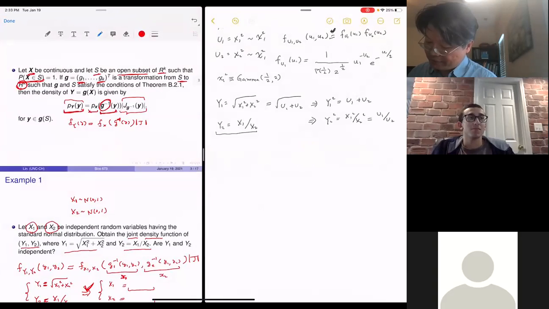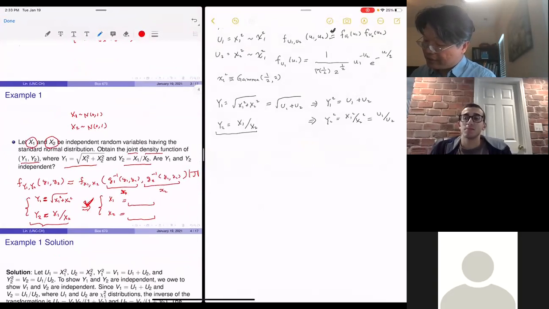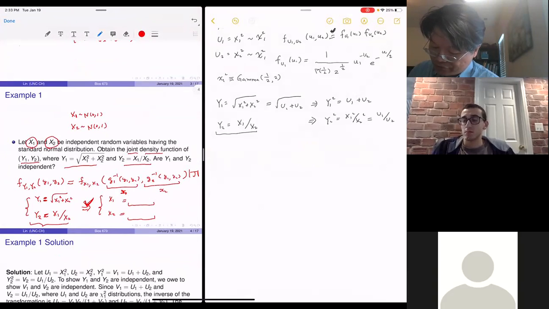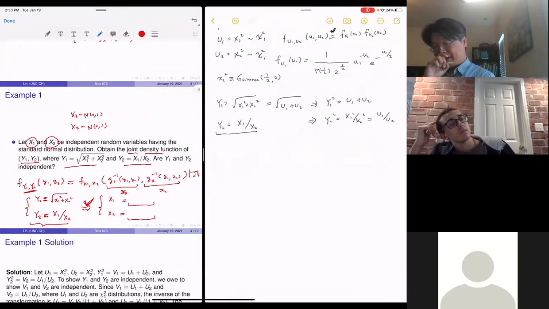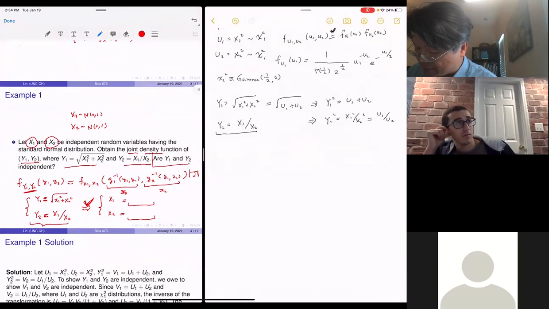Let me go back a little bit. Although I said let's deal with the joint PDF of Y1 and Y2, actually I don't think I can derive the joint PDF of Y1 and Y2. Instead, the question, nice enough, is only asking whether Y1 and Y2 are independent.